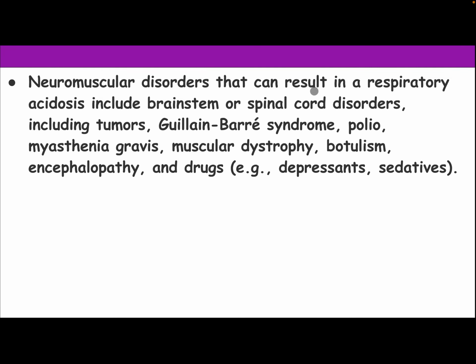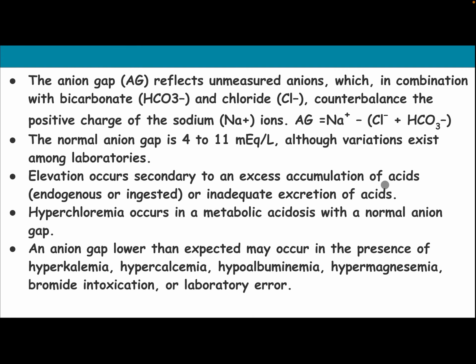Neuromuscular disorders that can result in respiratory acidosis include brainstem or spinal cord disorder, including tumor, Guillain-Barré syndrome, polio, myasthenia gravis, muscular dystrophy, botulism, encephalopathy, and drugs, depressants, sedatives.